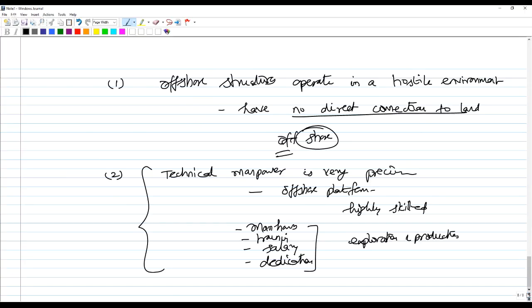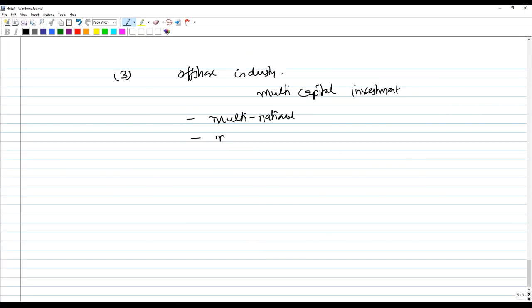The third issue would be that offshore industry is a multi-capital investment. What do you mean by multi-capital investment? No single company invests in these kinds of structural systems. It is multinational. It is multi-corporate. Many invest money in these kinds of platforms. So now, when there's a global investment involved, the risk is much higher.